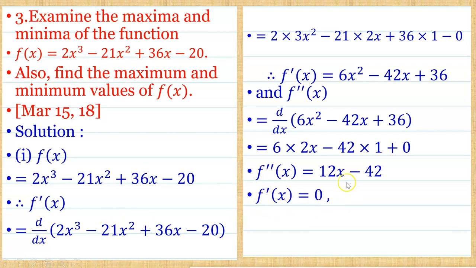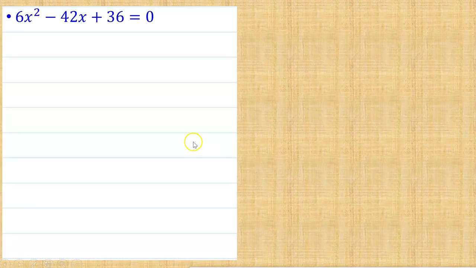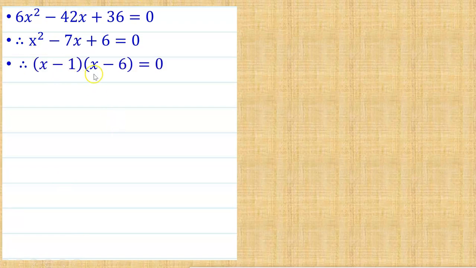0. And therefore here we will write 6x square minus 42x plus 36 equals 0. Okay. And we will divide this again by 6. If we divide by 6, then here you will get x square minus 7x plus 6 equals 0. Now the factors. What will be the factors? x minus 1 into x minus 6 equals 0. f dash of x equals 0.